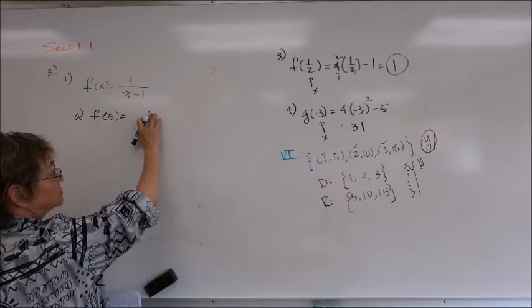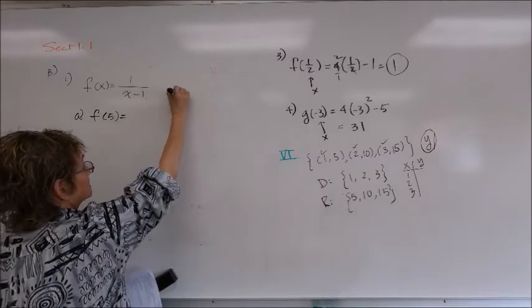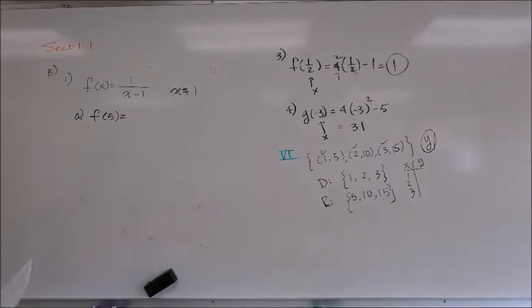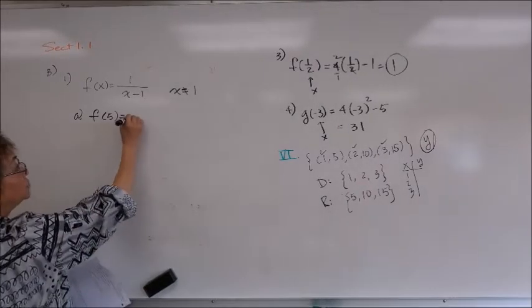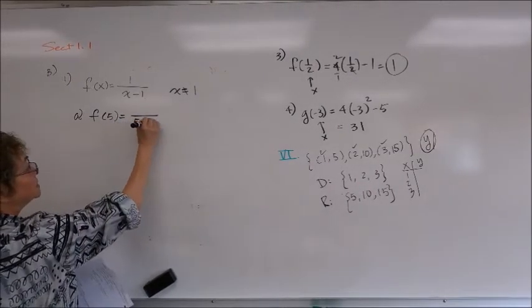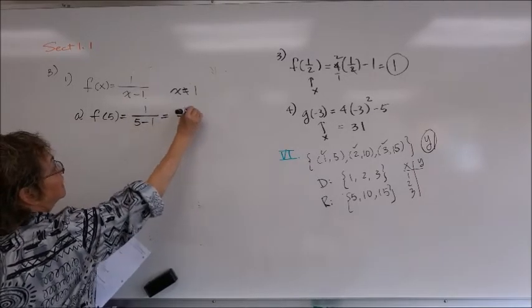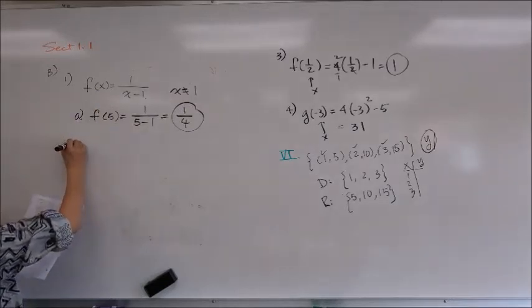Denominator cannot be 0. That means what? X cannot be what? 1. If it's 1, it makes the denominator 0. So if f of 5, what do we need to do? We plug in x as 5. What do we have? That will be your value of y, right?